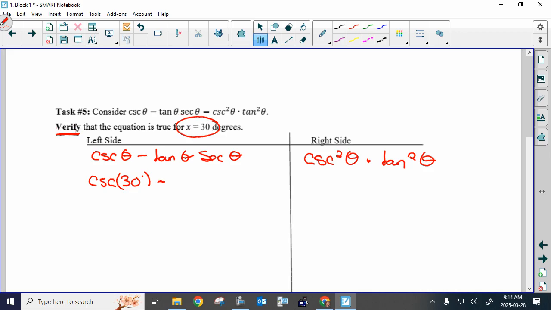Guys, when it's a verification, you do not change your cosecant to sine. You do not change your tangent to sine over cos. You do not change your secant to 1 over cos. You figure out what secant 30 was. You figure out what tan 30 is. You figure out what cosecant 30 is. So this is coming back to your chapter 4 skills.